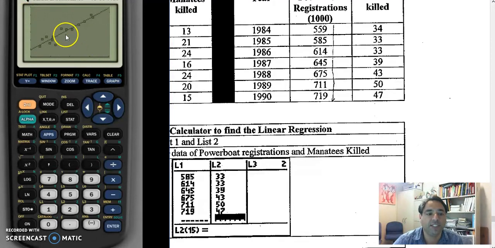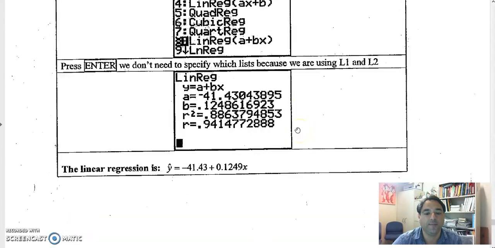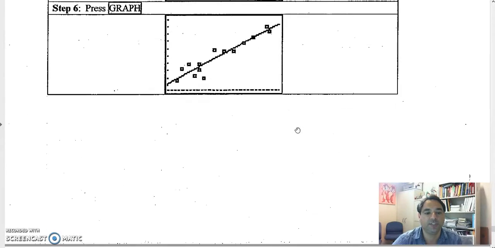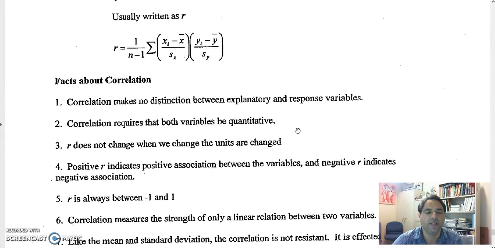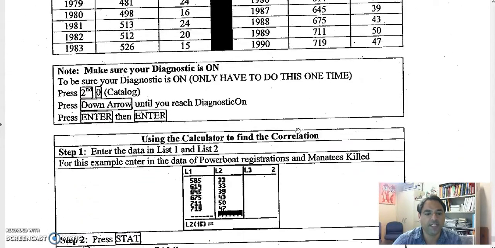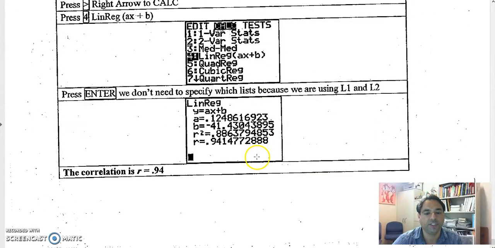What linear regression does is it takes all those points and figures out the best place to put a line. So we can talk about the more powerboats you register, the more manatees are being killed, and we can talk about what that line means and what the y-intercept and the slope mean. So again, all the directions are here. This uses zoom 9, but make sure you know how to do it as well. Don't have to worry too much about correlation. There's your data. Talked about how we got that diagnostic on, how we did that linear regression is all here.